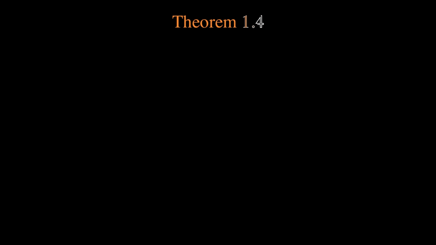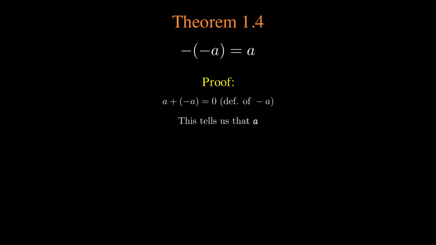Now let's prove theorem 1.4, the negative of negative a equals a. This might seem obvious, but we must prove it from our axioms. We have a plus negative a equals 0 by the definition of negative a. But this equation tells us that a is the negative of negative a, because by definition, the negative of negative a is the number that, when added to negative a, gives 0. That number is a. Therefore, negative negative a equals a, as asserted.